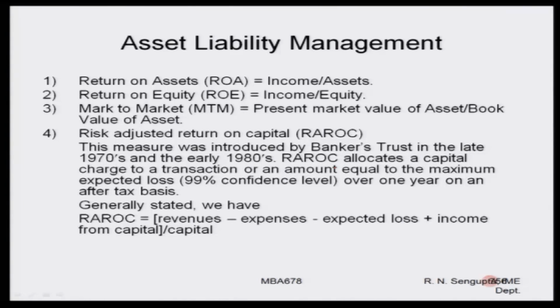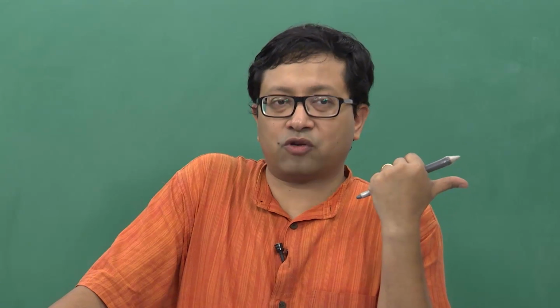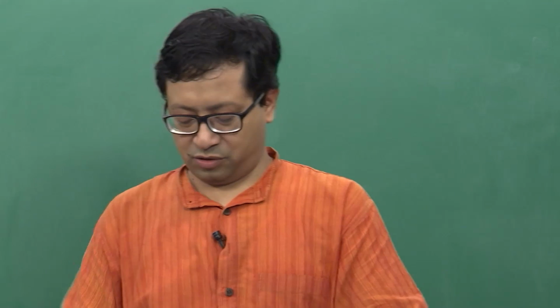This measure was introduced by Bankers Trust in the late 1970s and the early 1980s. Risk adjusted return on capital allocates a capital charge to a transaction or amount equal to the maximum expected loss you can face. So, now the concept of maximum loss which you can face, which has some implication with the VAR concept also, would be discussed soon.